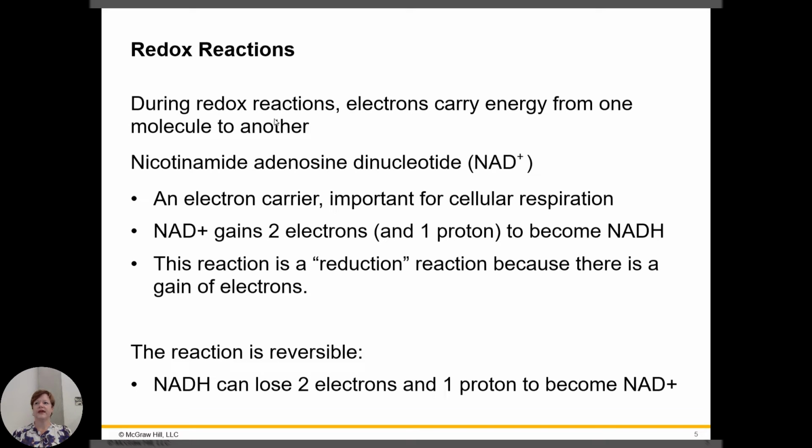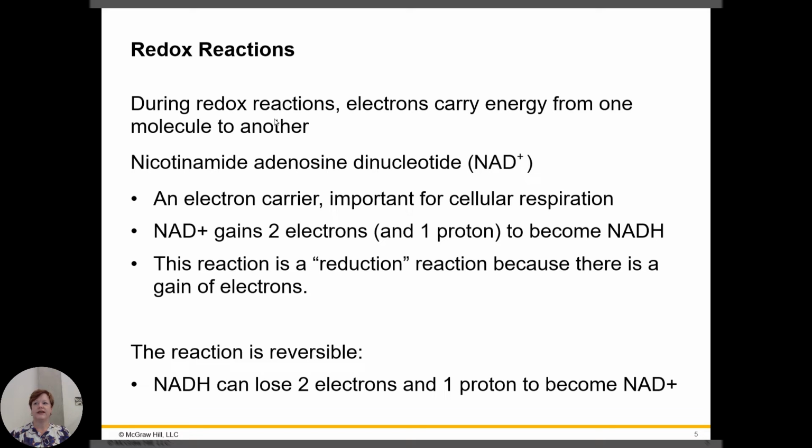So during redox reactions, the electrons carry the energy from one molecule to another. As electrons are being lost and gained, so is energy being lost and gained. You can consider those things connected. There is a middleman carrier in this process. It's called NAD. And the reason it's called NAD is because the real name is listed here, nicotinamide adenosine dinucleotide. And NAD is just easier. And so we call it NAD.